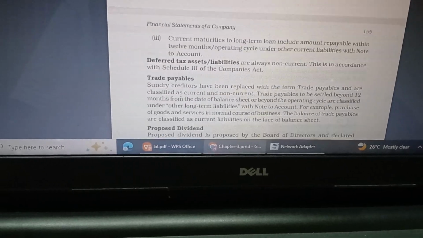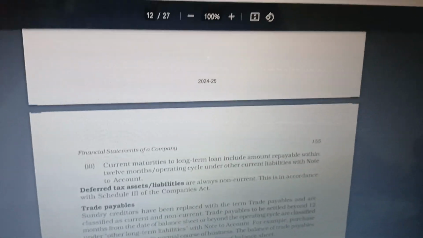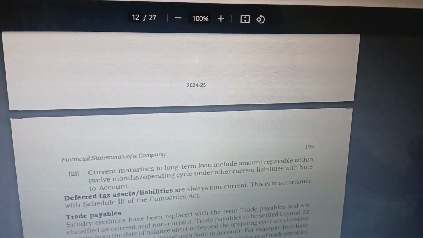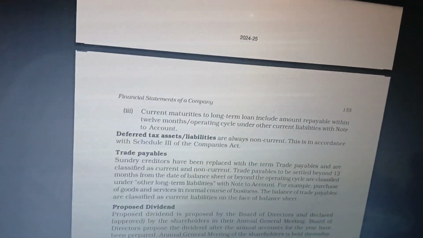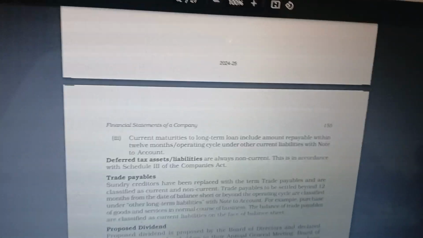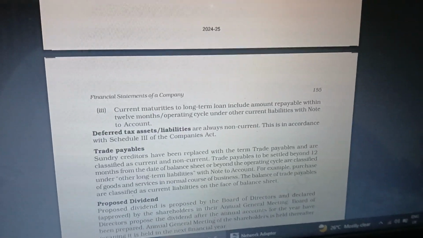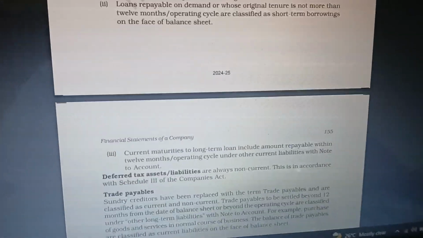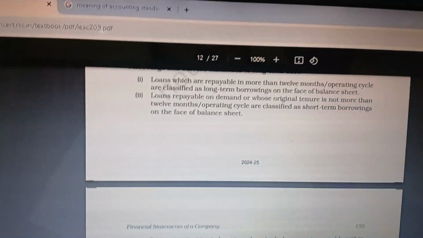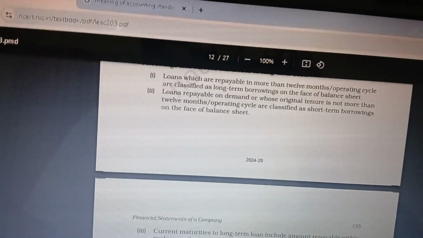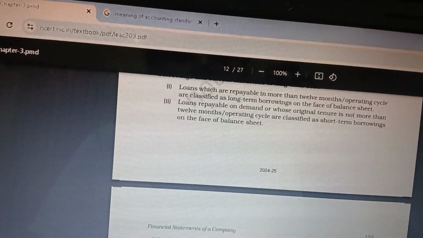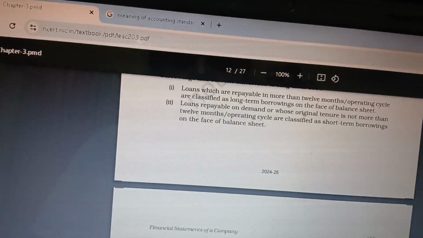Then our next category is loans repayable on demand. Loans repayable on demand or whose original tenure is not more than 12 months or operating cycle are classified as short-term borrowings on the face of the balance sheet.